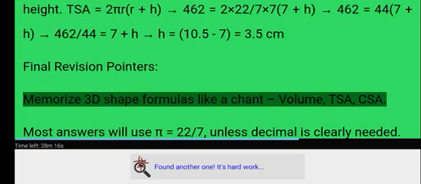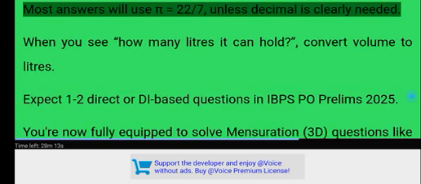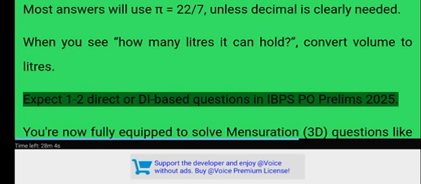Final revision pointers. Memorize 3D shape formulas like a chant: volume, TSA, CSA. Most answers will use pi equals 22/7, unless a decimal is clearly needed. When you see how many liters it can hold, convert volume to liters. Expect 1 to 2 direct or DI-based questions in IBPS SPO prelims 2025.